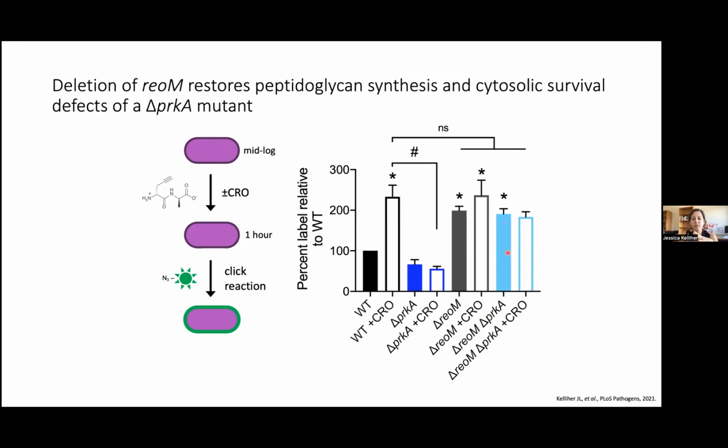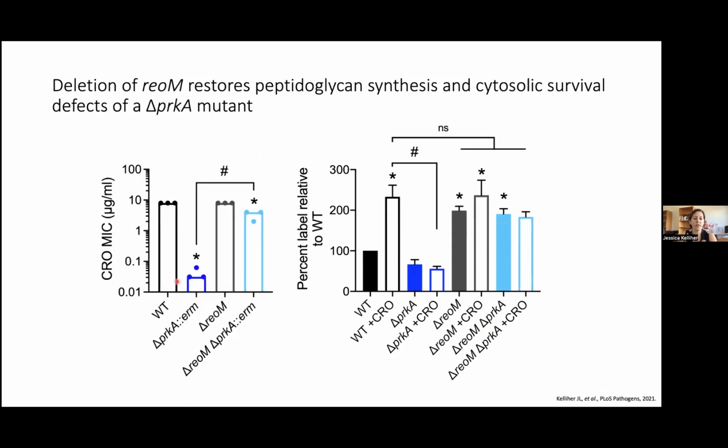So to test whether this pathway is important for Listeria's ability to respond and grow during cell wall stress, I performed another ceftriaxone MIC, where again, a PERK-A mutant is much more sensitive. And we see that if we delete REOM in a PERK-A background, we can almost completely restore intrinsic resistance to ceftriaxone, indicating that this pathway is important for responding to cell wall stress.